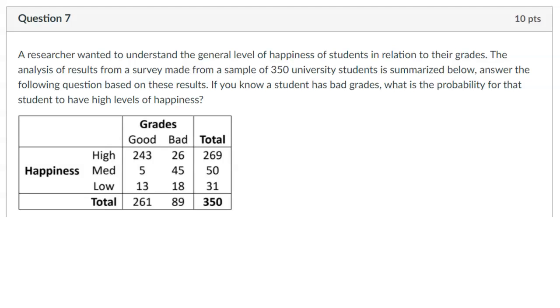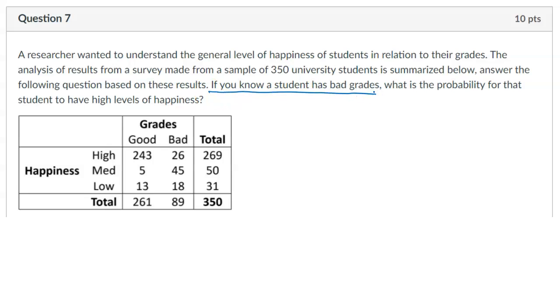A researcher wanted to understand the general level of happiness of students in relation to their grades. The analysis of results from a survey made from a sample of 350 university students is summarized below. Answer the following question based on these results. If you know a student has bad grades, what is the probability for that student to have high levels of happiness?